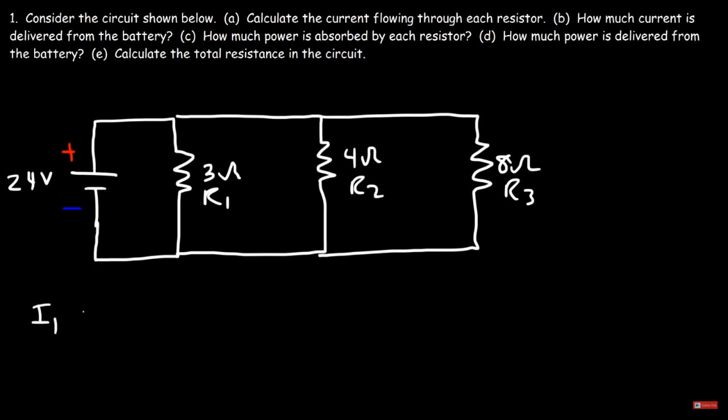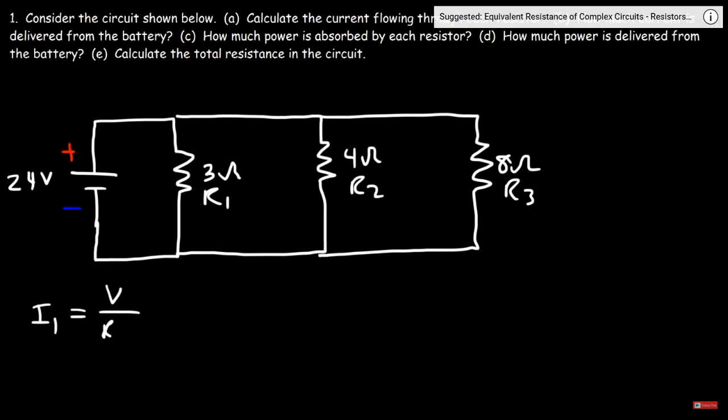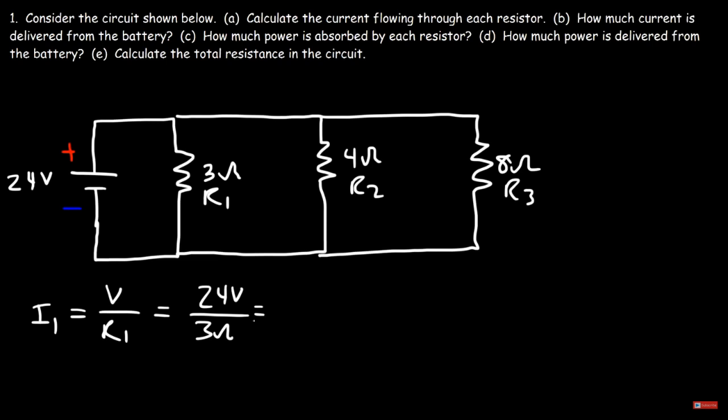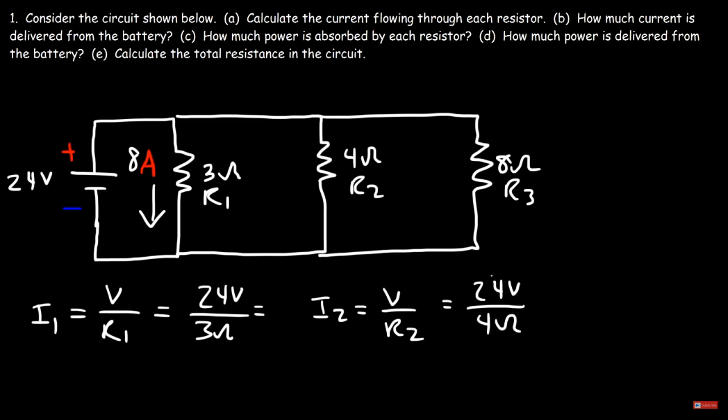So to calculate I1, it's going to be the voltage of the battery divided by R1. So that's going to be 24 volts divided by 3 ohms. So that's going to be 8 amps of current that flows through this resistor. Now to calculate I2, it's going to be the voltage divided by R2. So it's the 24 volt battery divided by the 4 ohm resistor. So the current that flows through this segment is 6 amps.